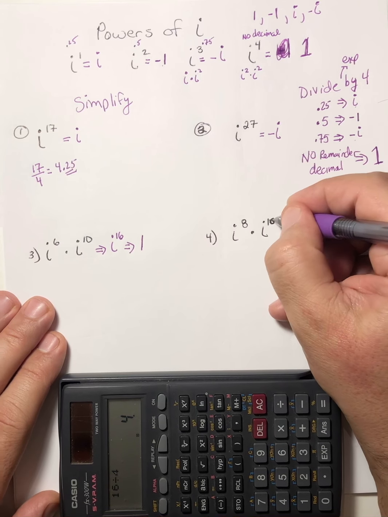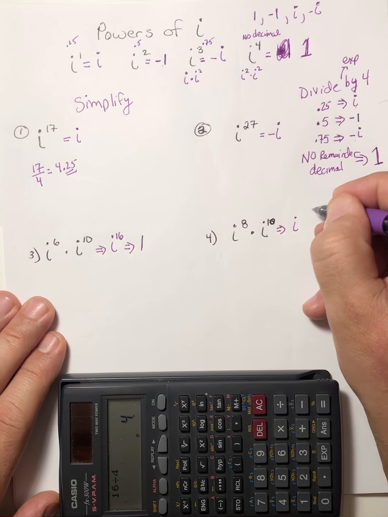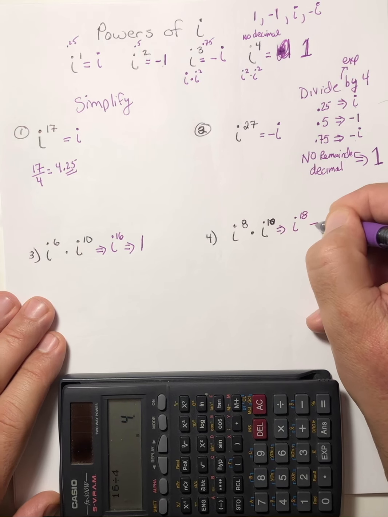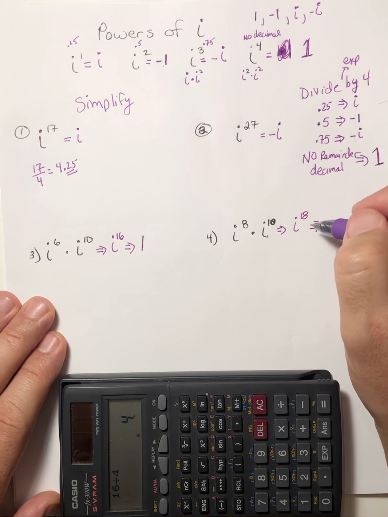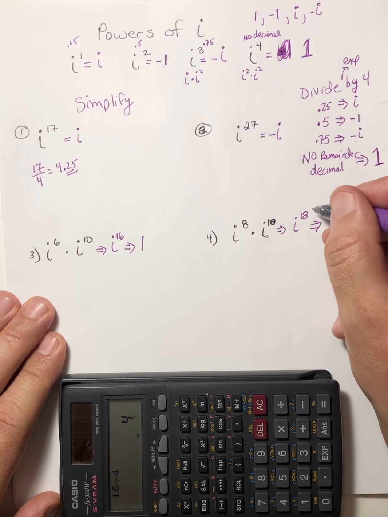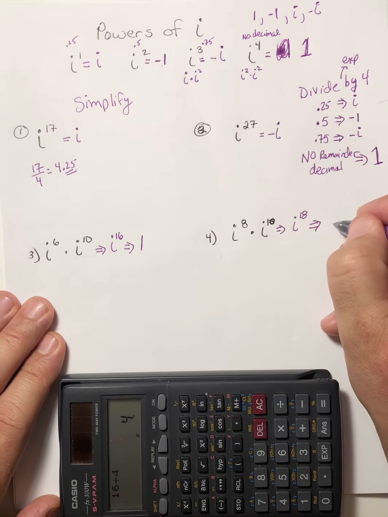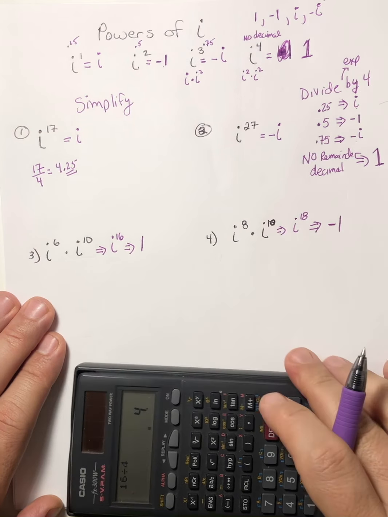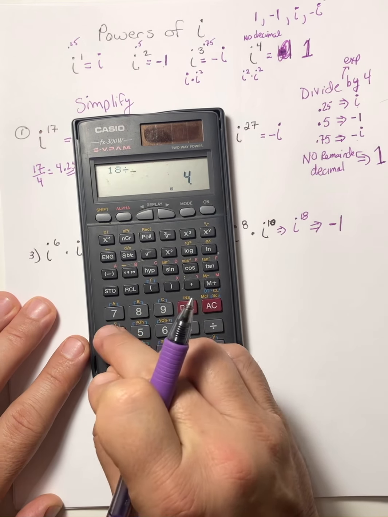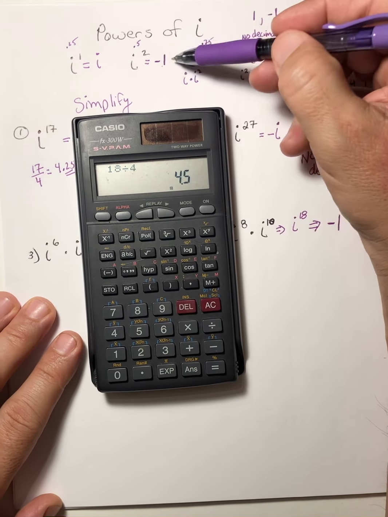All right, last one. i to the 8th times i to the 10th. So that is i to what power? That's right, 18. And then all I have to do is divide by 4. By the way, I know the remainder is going to be 2, because what's the closest multiple of 4 to 18 without going over? That's 16, so remainder 2. Remainder 2 is negative 1. So 18 divided by 4 is 4.5. 0.5 is negative 1.